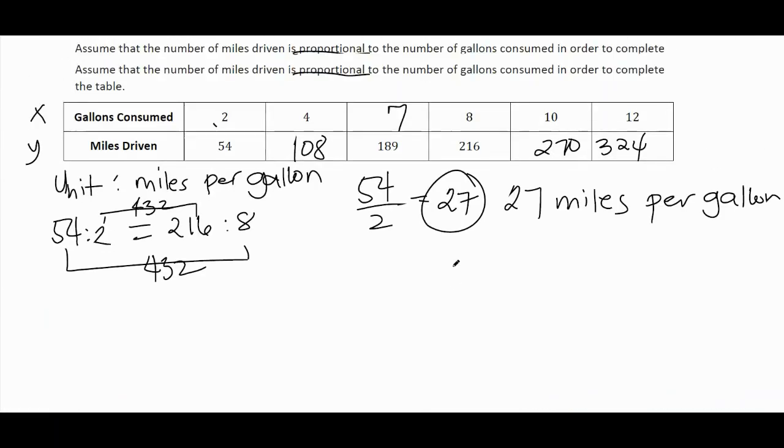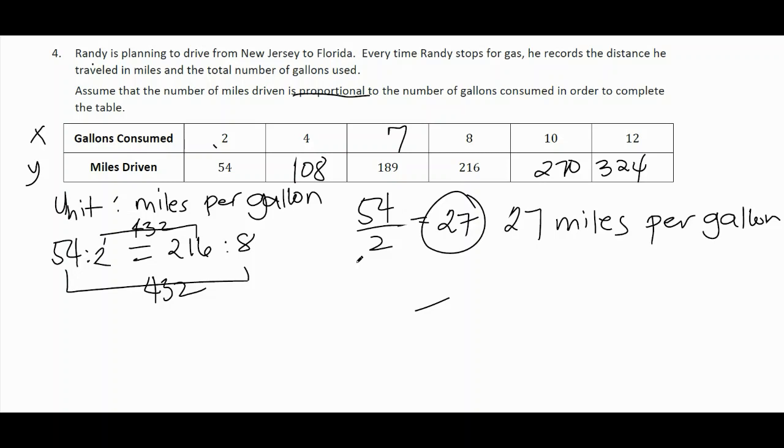All right. So there you have it. That is how we find proportional relationships given a table. So this one is pretty easy. So I hope that you guys have learned a lot in this particular example.